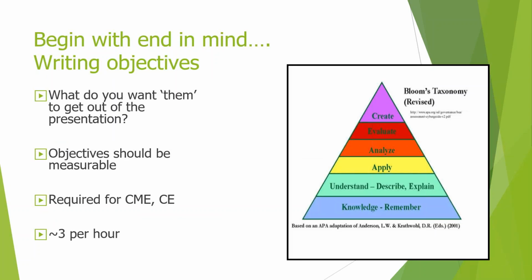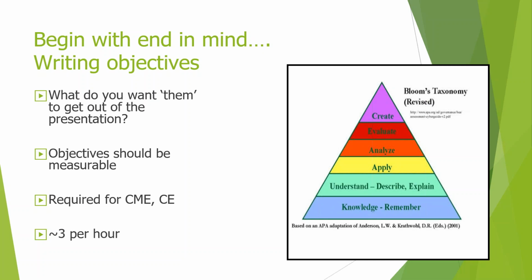Beginning with the end in mind, this is from Covey's work in 7 Habits of Highly Effective People. This gets to your objectives. What do you want the learners to do after your presentation? Now, all presentations need to have clear objectives, but they don't have to be explicit. So I may be going to teach my nephew how to drive. I'm not going to have objectives for him, but in my mind, I know today we're going to parallel park. But if you're doing a CME or a CE, then you're going to have clear, explicit objectives.